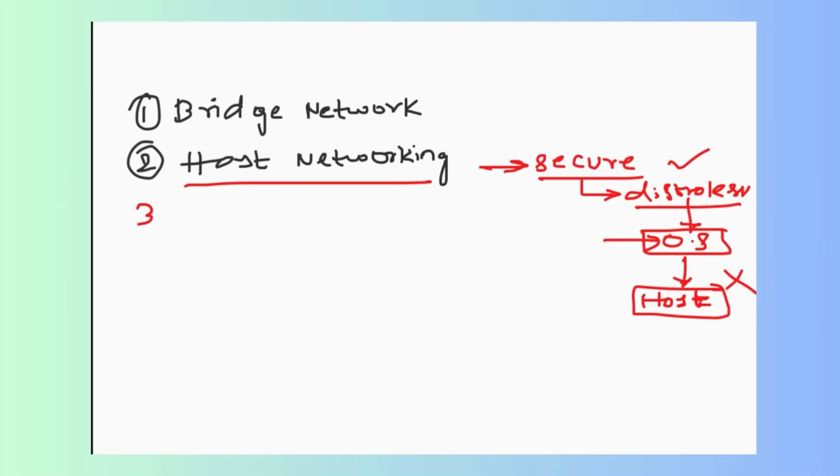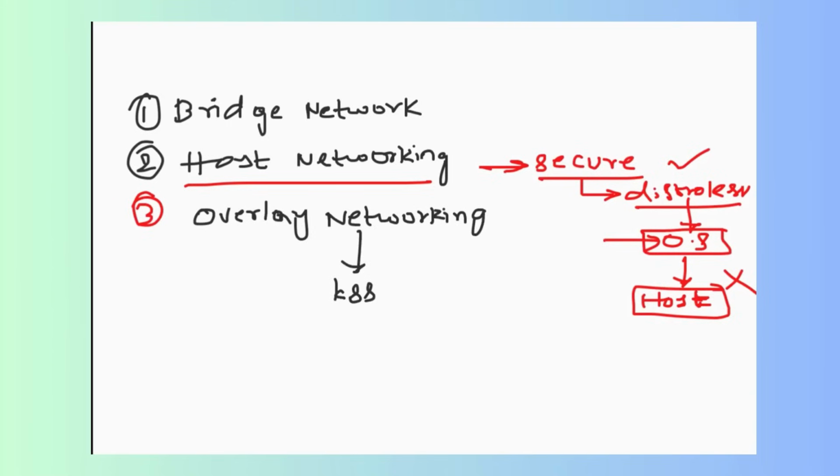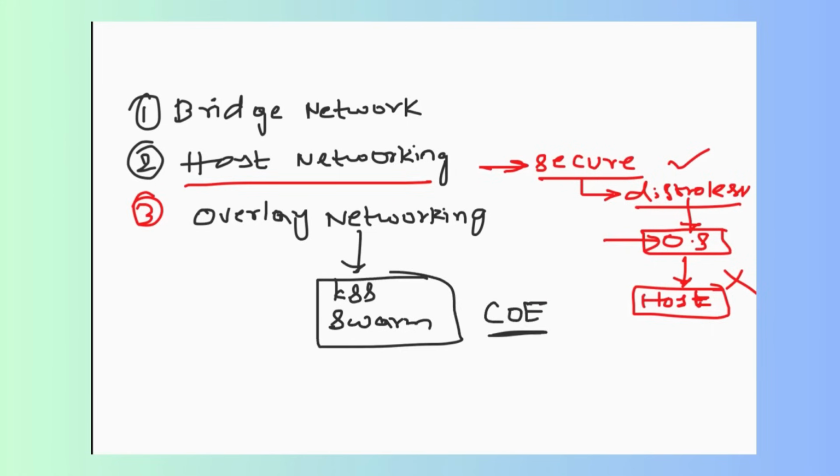And there are other ways as well. One of the other options is overlay networking, but this is somewhat complicated, and we will learn much more about overlay networking when we move to Kubernetes or Docker Swarm. Overlay network is very popular when you are dealing with these COEs, container orchestration engines, because overlay networking is very useful when you have multiple hosts.